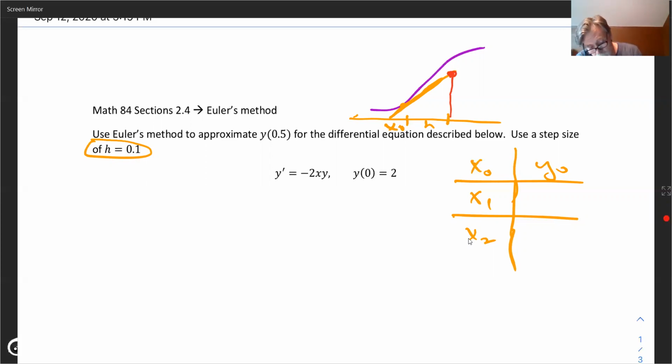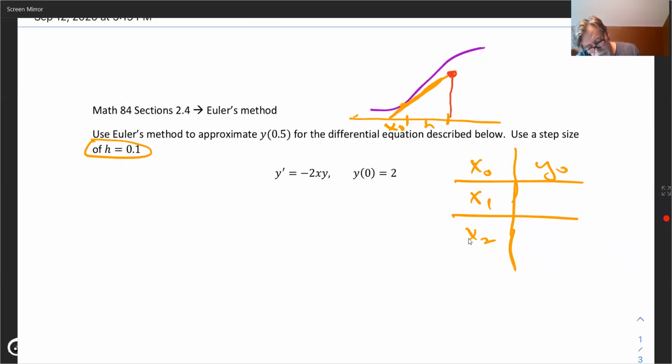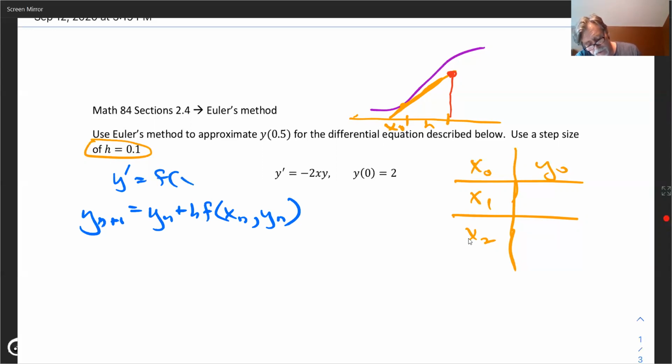So I know we talked about this once, but we end up with a formula that says y_{n+1}, the very next one, is equal to y_n plus your step size times your slope there, which is given by your function: h times f of (x_n, y_n), where y prime is equal to that function. That's what you see a lot in our textbook. It's a multivariable function, and there it is, and you just plug into this thing.